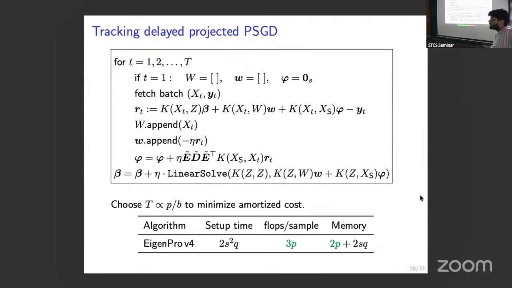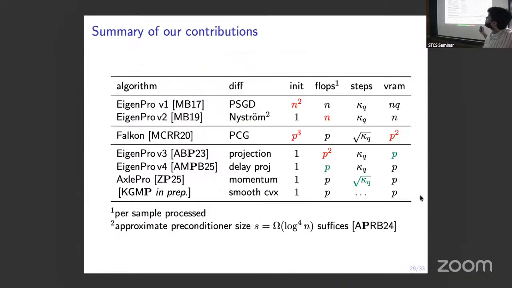Here is the summary of all the papers that we've written over the past few years. The first, EigenPro version 3, allowed us to even solve the problem by getting rid of the initialization cost and the memory requirement. EigenPro version 4 solved the problem of time.